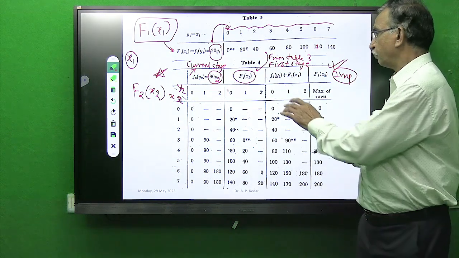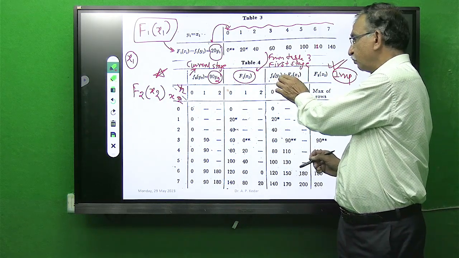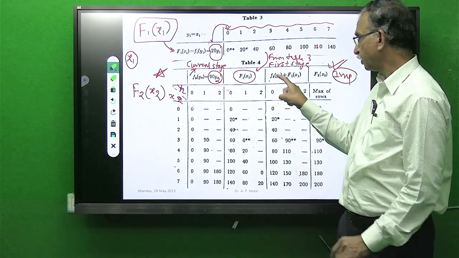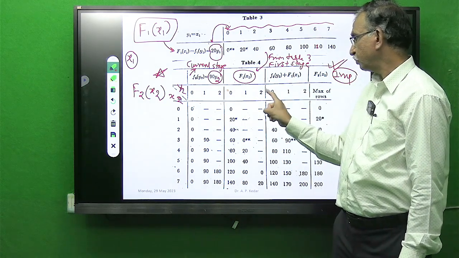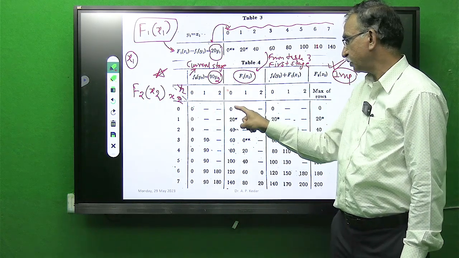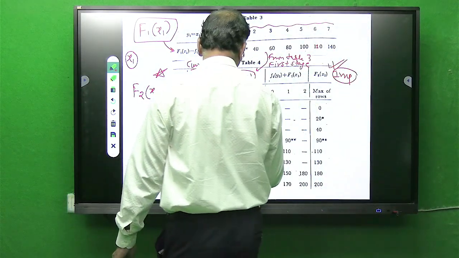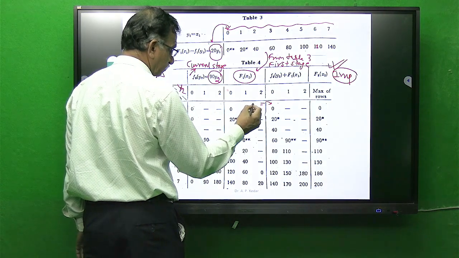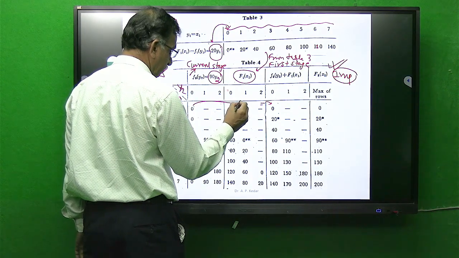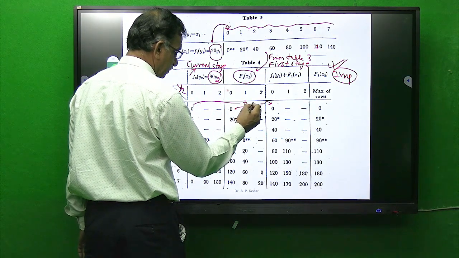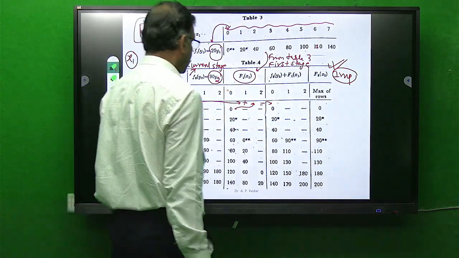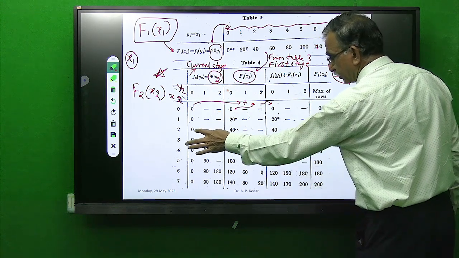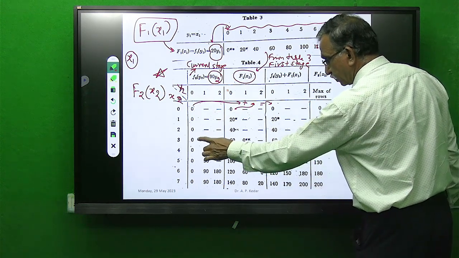So what we have to do, for getting this objective function of maximization, we have to add these 2 columns at respective locations. So for getting this sum, this 0 plus this 0 is this 0. Similarly, this 20 is 0 plus 20, this 40 is 0 plus 40, this 60 is 0 plus 60.